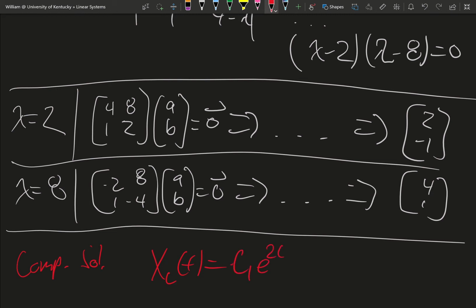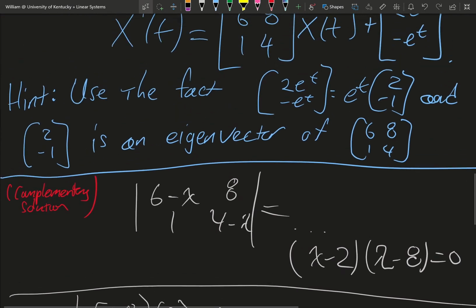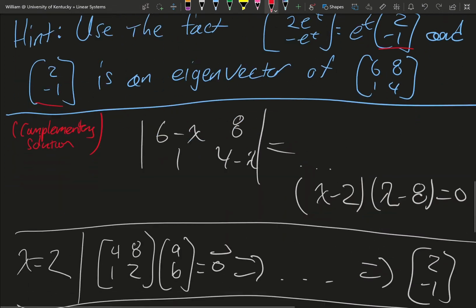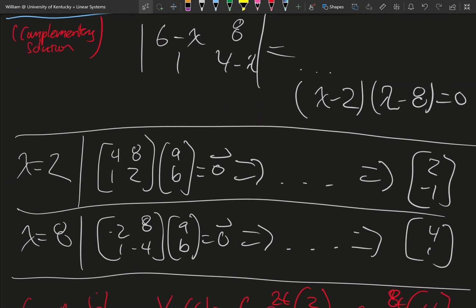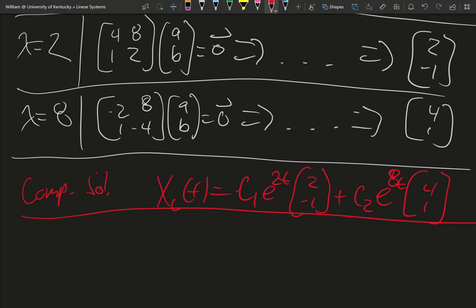C1 e to the 2t (2, negative 1) plus C2 e to the 8t (4, 1). Okay, so one thing to check: yes, (2, negative 1) is an eigenvector. It's one of the ones, and it has eigenvalue 2. Okay, so we found our complementary solution. We're going to look for our particular solution.